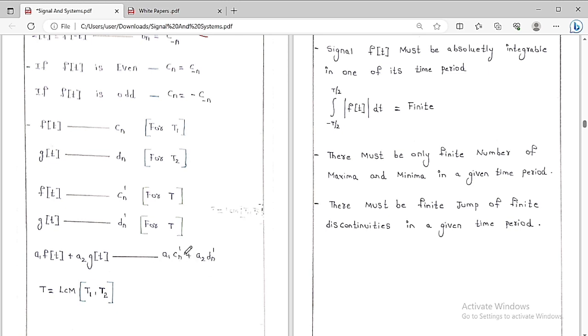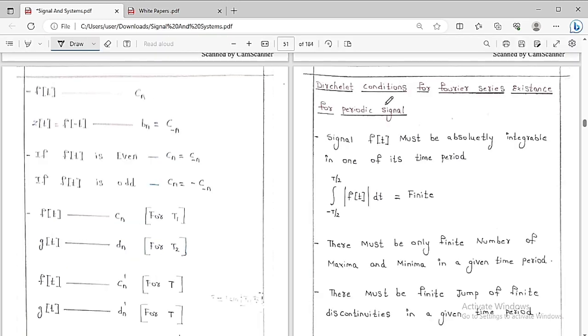These things you always have to keep in mind. Whenever you go for a linear combination of signals, try to figure out a common time period for those periodic signals and their Fourier series coefficients, and then take the linear combination of those Fourier series coefficients. These are the important properties of the Fourier series coefficients that you always have to keep in mind. In the examinations, they may ask regarding these properties, which is the reason I have specified them in a very detailed manner.